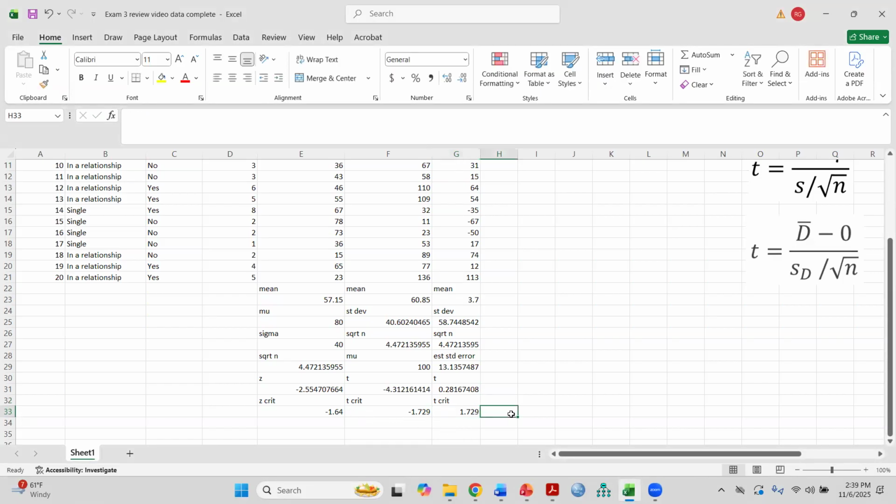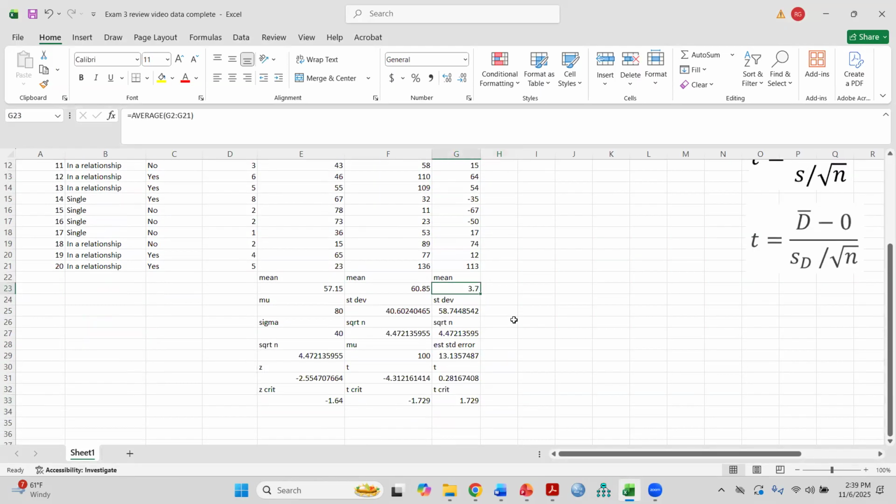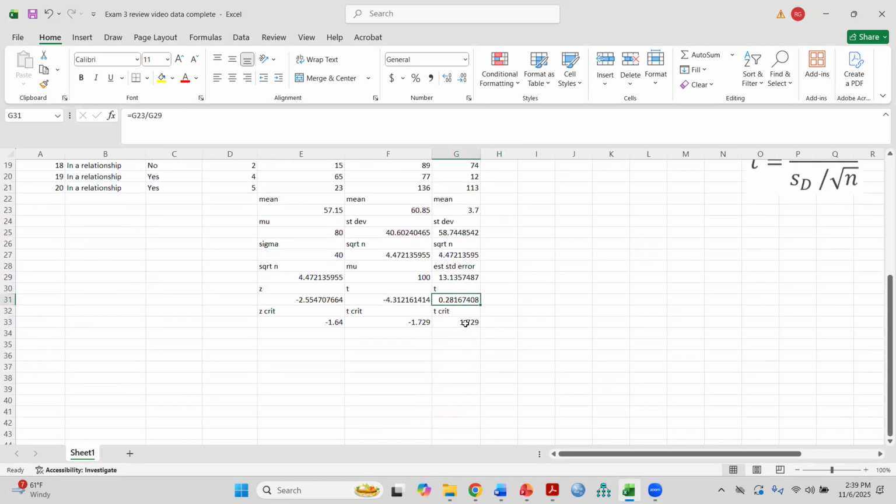In this case, we would have been interested in the positive version because we thought that people were spending more money on Valentine's Day compared to expenses on Halloween. We found a positive t, comparing it to the upper end of the t distribution. Unfortunately, our observed t is not even close to, and certainly not more extreme than, our t crit. Therefore, we fail to reject the null hypothesis.